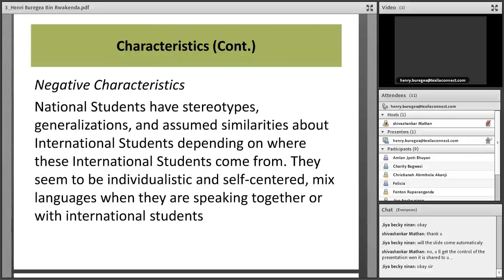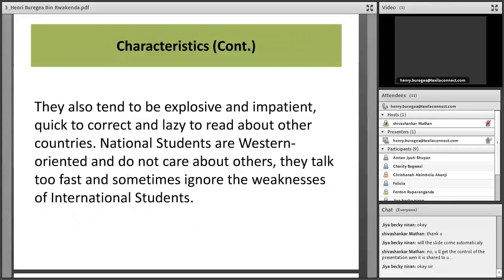Negative characteristics, international students pointed out that national students have a kind of stereotype, generalization, and assume similarities about international students depending on where these international students come from. They seem to be individualistic and self-centered, mixed languages when they are speaking together or with international students. They also tend to be explosive and impatient, quick to correct and lazy to read about other countries. National students are Western oriented and do not care about others. They talk too fast and sometimes ignore the weaknesses of international students as far as language is concerned.